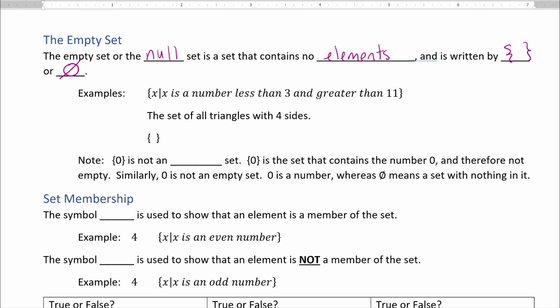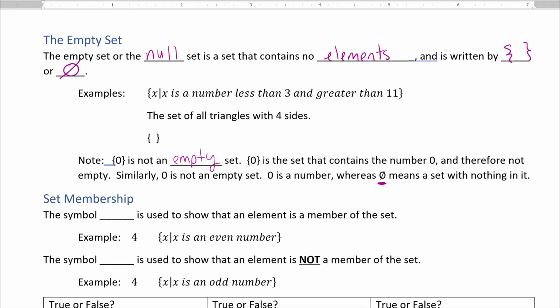Note, if there is a 0 inside your set, this is not an empty set. The set of 0 is the set that contains the number 0, and therefore not empty. Therefore 0 is not an empty set. 0 is a number. Whereas 0 with the line through it, this doesn't actually mean 0 with a line through it. That actually means null set. It means a set with nothing in it. A lot of people get those two things confused. 0 is a number and therefore it is an element. Okay, the 0 with a line in it means empty set.